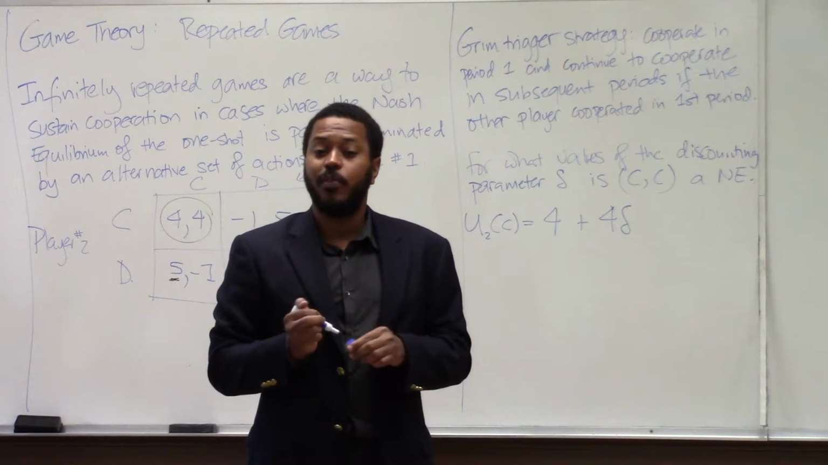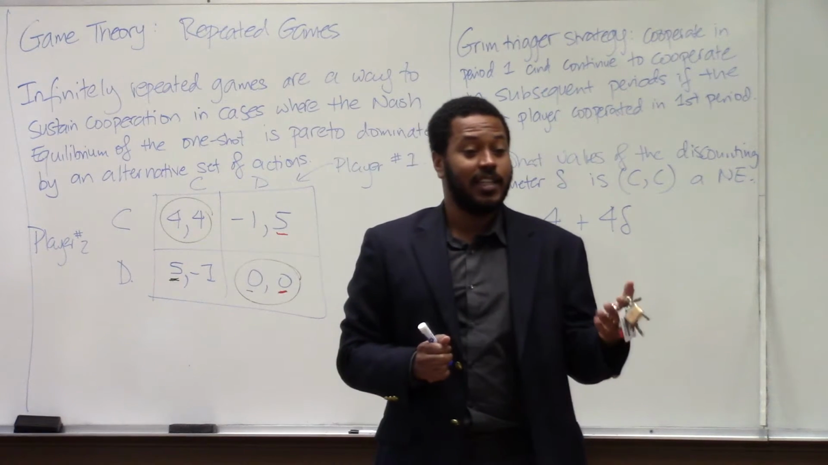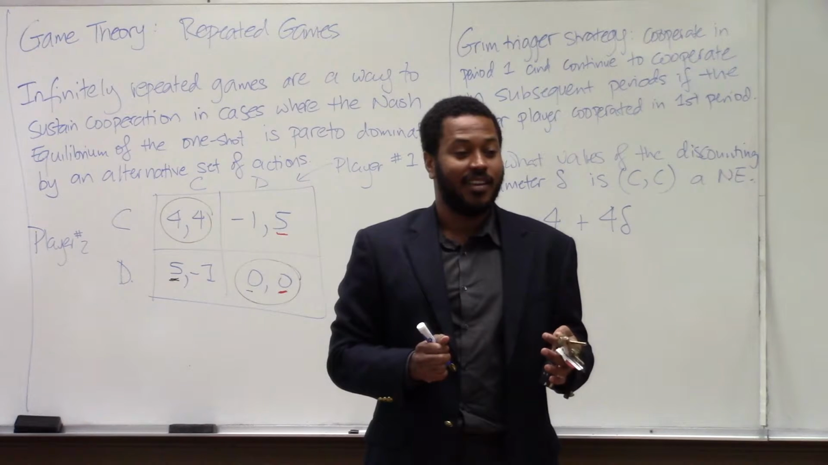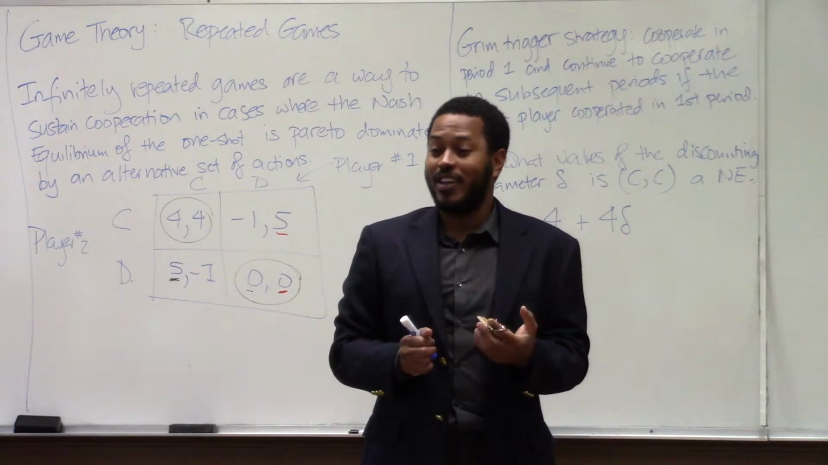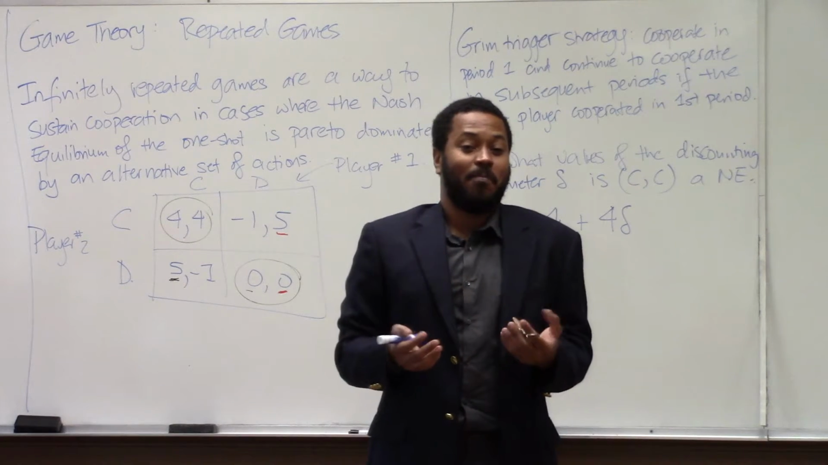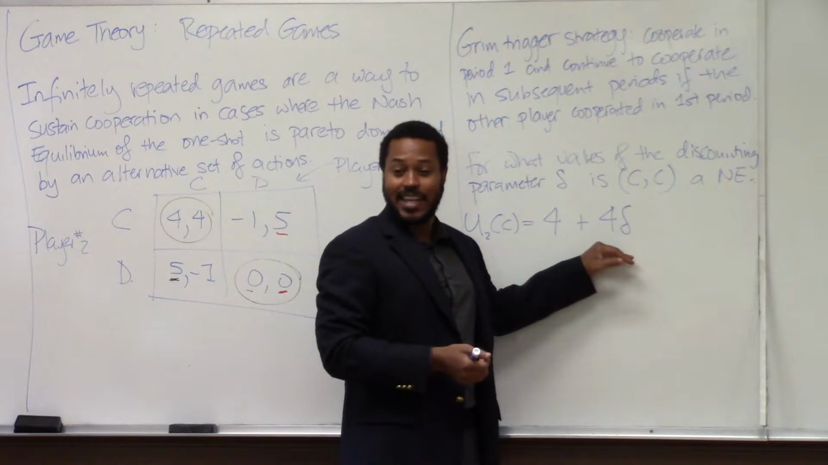Does that make sense? That would be like if I said, who would like to have my car today versus having my car tomorrow? Who would prefer to have my car today? Who would prefer to have the car tomorrow instead of today? Fewer people, right? So you can think about this delta as a discounting parameter, right?